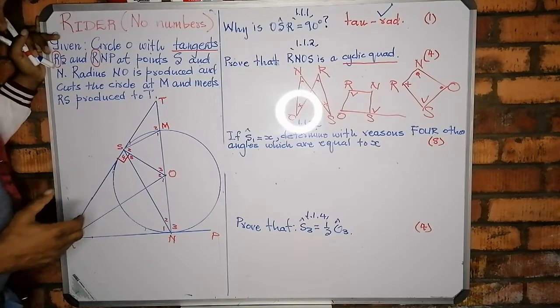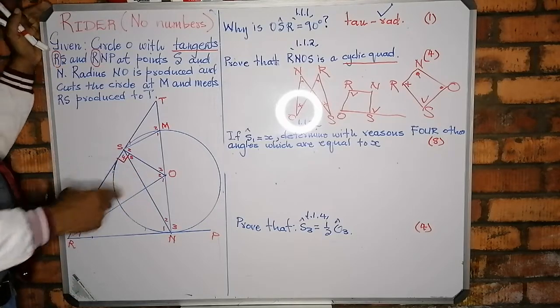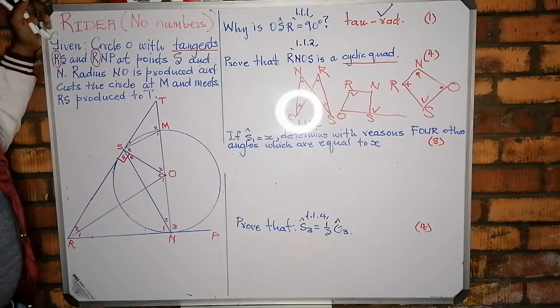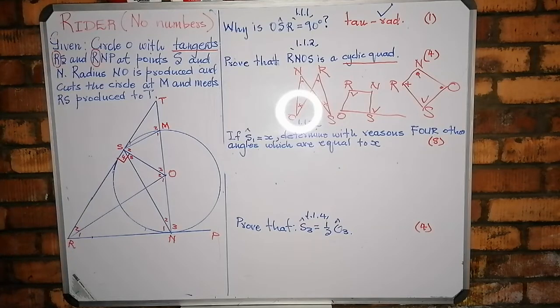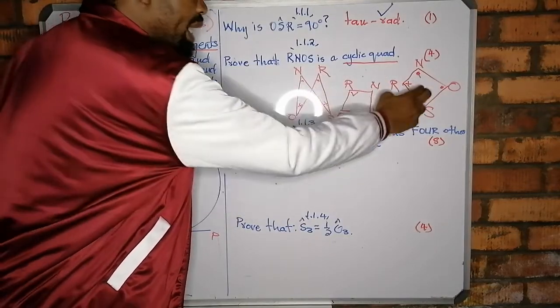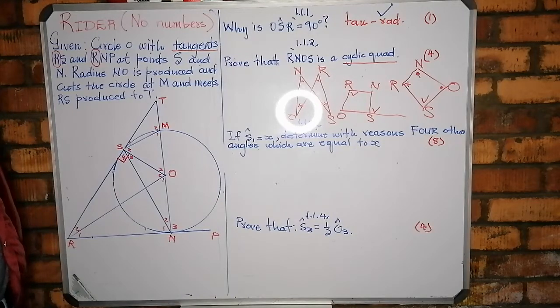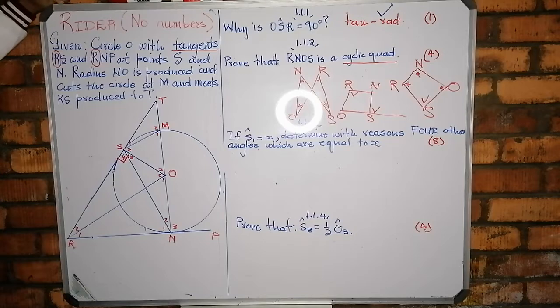I've heard someone saying it is not a cyclic quad because all the vertices are not on the circumference of a circle. That is a very childish reasoning. A mathematical reasoning would be, if it does not meet one of those 3, then it is not a cyclic quadrilateral.